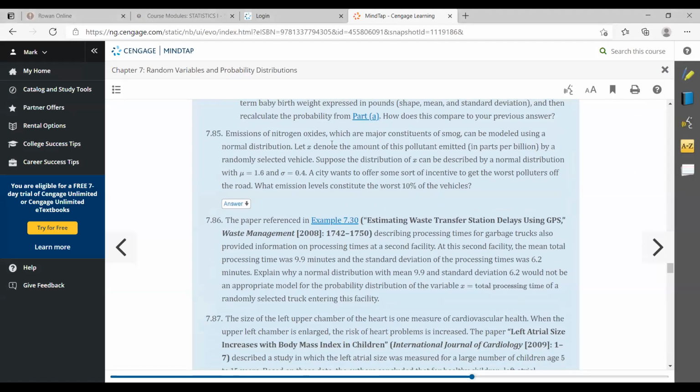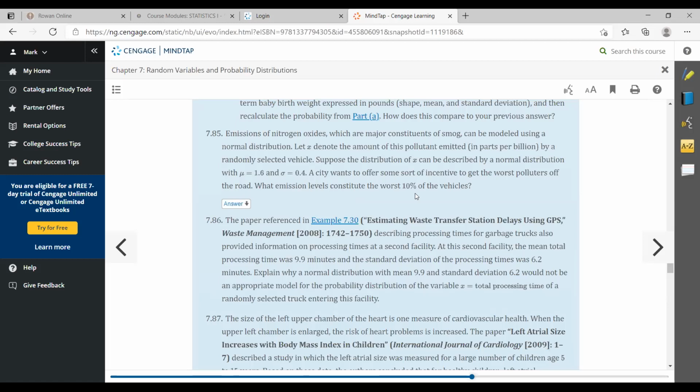Emissions of nitrogen oxides, which are major constituents of smog, can be modeled using a normal distribution. Let X denote the amount of the pollutant emitted in parts per billion by a randomly selected vehicle. Suppose the distribution of X can be described by a normal distribution with mean of 1.6, standard deviation of 0.4. Remember, this is in parts per billion. A city wants to offer some sort of incentive to get the worst polluters off the road. What emissions levels constitute the worst 10%?